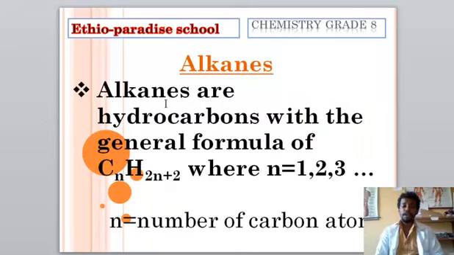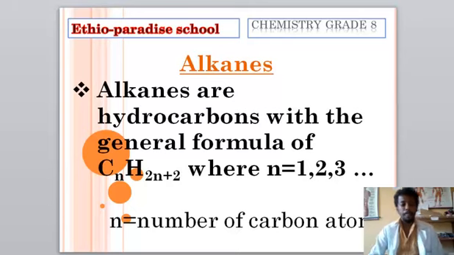Alkanes are hydrocarbons with the general formula CnH2n+2, where n is a variable and n can be 1, 2, 3 or more. Here n represents the number of carbon atoms. So if you are given n equals 5, or n equals 2, 3 or something, it's referring to the number of carbon atoms.